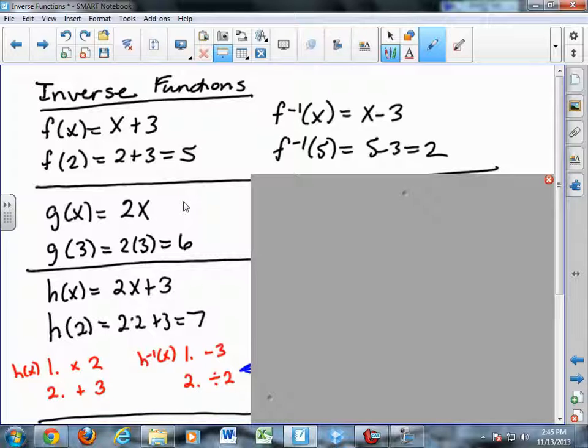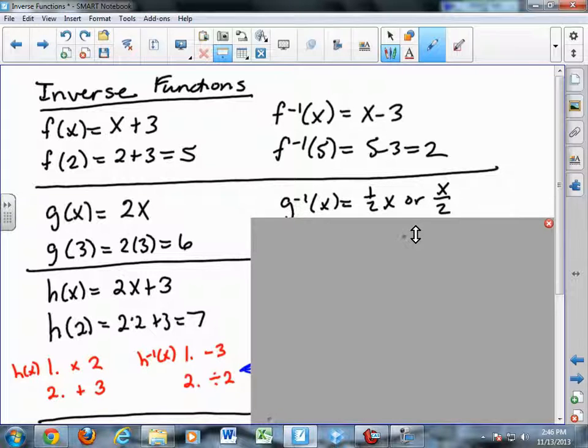If I have g of x equals 2x, we can put 3 into the function and we get 6. So what function would allow us to put 6 in and get back to 3 and would work for every value of x? Well, you would probably guess the multiplicative inverse. Instead of multiplying, we divide by 2, or multiply by 1/2.